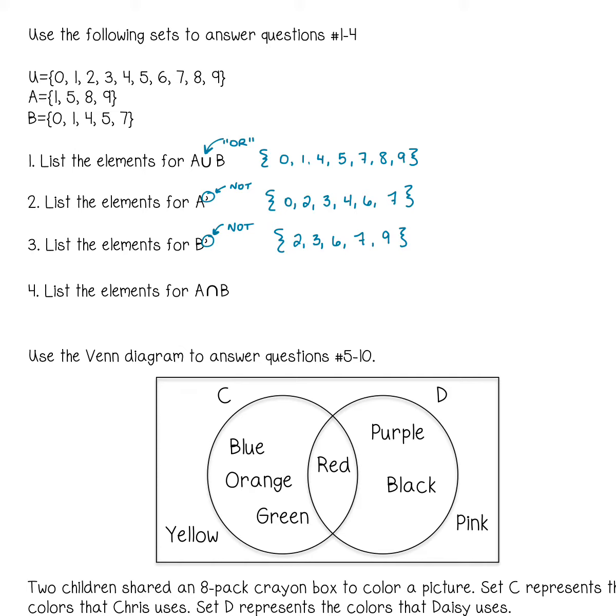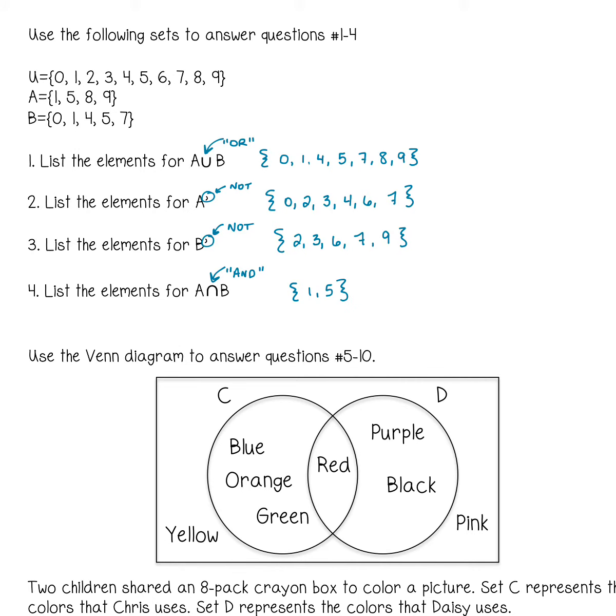Right? And our last one says elements that are in A and B. So this is an intersection. An intersection means "and". So they've got to be in both. And the only numbers that are in both are 1 and 5.